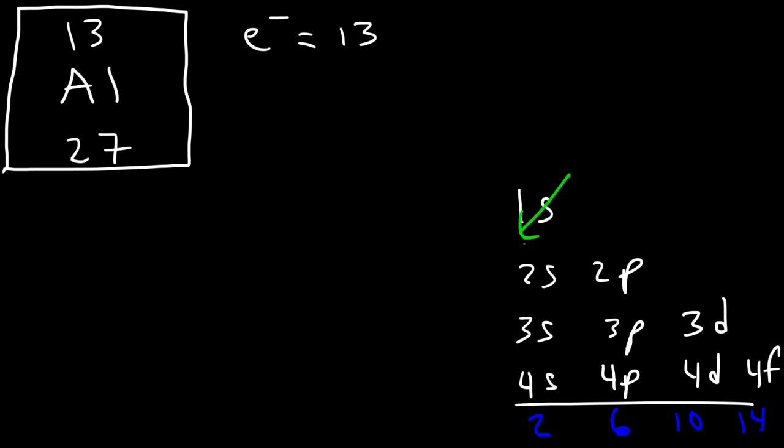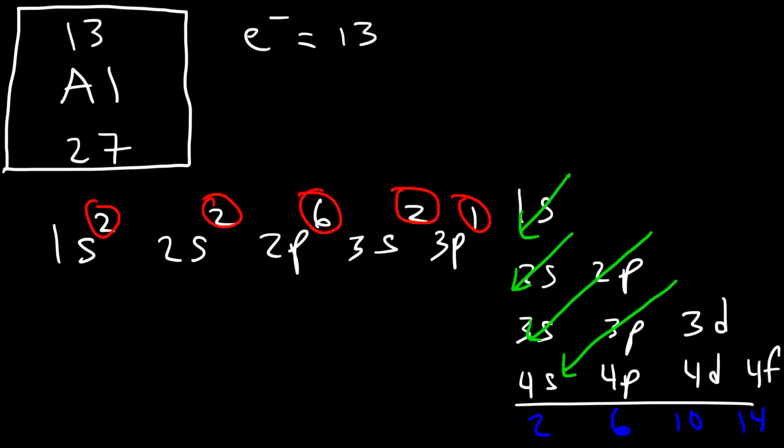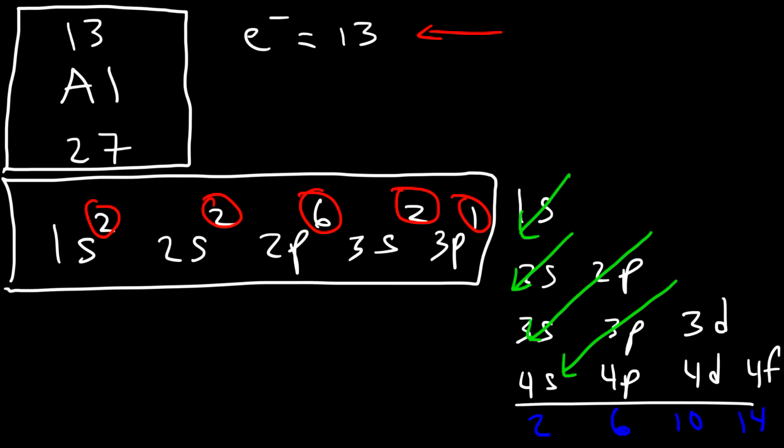So we're going to start with 1s. That's 1s2. And then after 1s, we have the 2s sublevel, so this is going to be 2s2. And then we need to move on to 2p, then 3s. P can hold up to 6, and s can hold up to 2. If we add the numbers, 2 plus 2 plus 6 plus 2, that's 12. We only need one more. So after 3s, we need to move on to 3p. We don't need to go up to 3p6. We only need one more, so we're going to stop at 3p1. If you add 2 plus 2 plus 6 plus 2 plus 1, that will give you a total of 13. So this is the ground state electron configuration of an atom of aluminum.